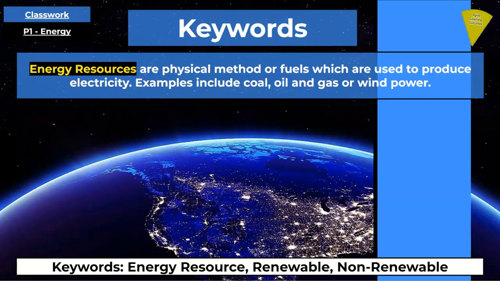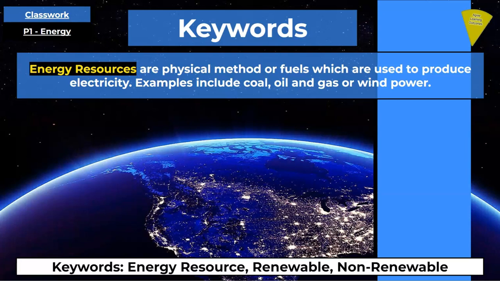Okay, some basic keywords first. When we talk about energy resources, we're talking about any physical method or fuel which is used to generate or produce electricity. This is in contrast, say, to energy stores, which we think of as different forms in which energy might be manifest in terms of joules. So you can have an electrostatic store, kinetic store, gravitational store. When we're talking about energy resources, we're talking about ways of generating electricity.